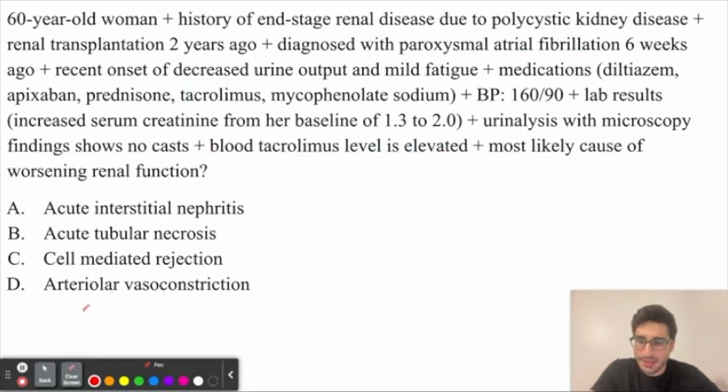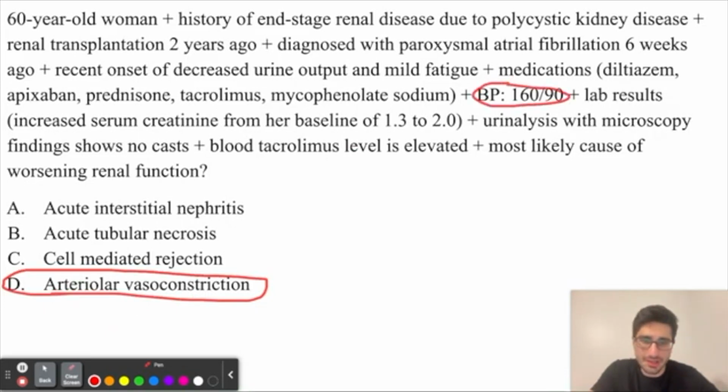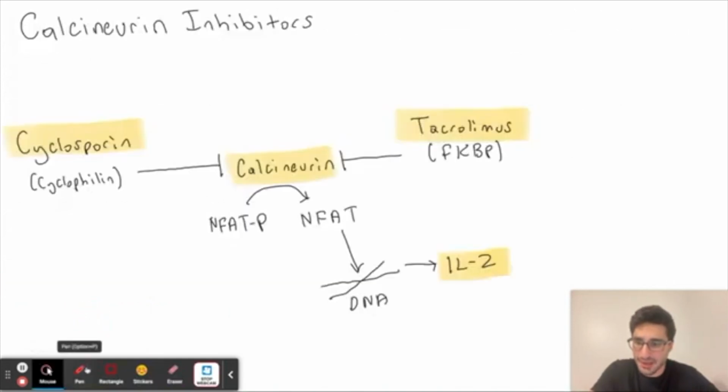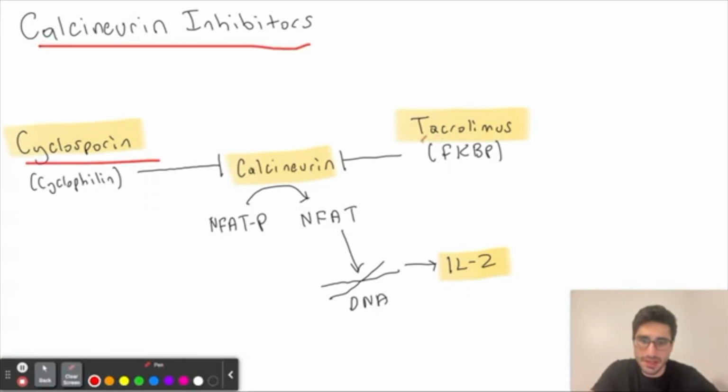Now, the reason why tacrolimus is nephrotoxic is because of its vasoconstrictive effects. And that is also why this patient's blood pressure is elevated, because of the vasoconstrictive effects of tacrolimus. Now, in this slide, I have the mechanism of calcineurin inhibitors that include cyclosporin and tacrolimus. So tacrolimus and cyclosporin both work by inhibiting calcineurin, and so this ultimately decreases the transcription of IL-2, which then results in no activation of T cells, causing immunosuppression.